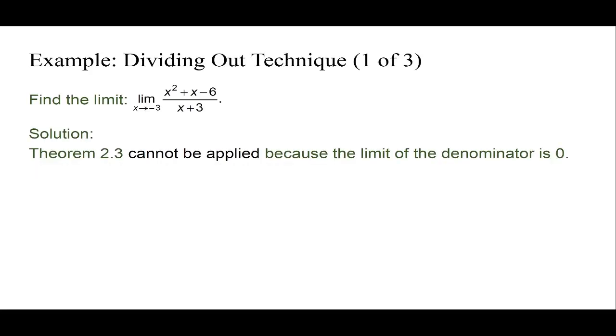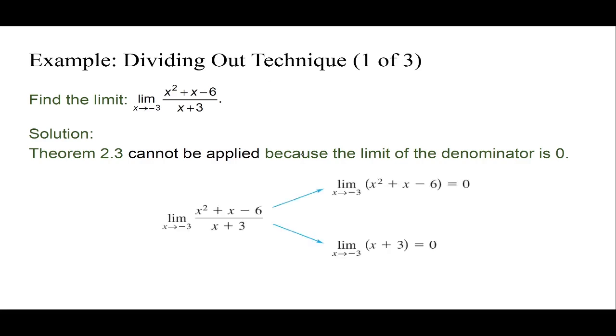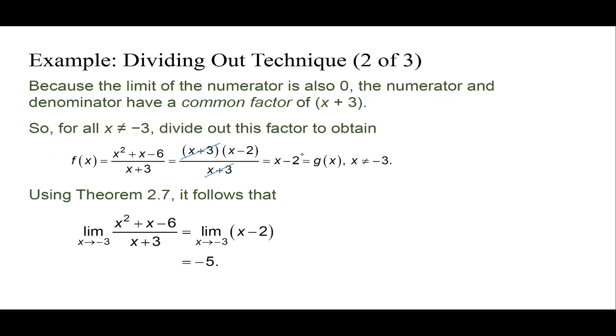One technique we can always use whenever it's possible is the dividing out technique. For example, let's say you have a function x squared plus x minus 6 on the top and x plus 3 on the bottom. When x approaches -3, the bottom part approaches 0. Zero in the denominator is undefined. So theorem 2.3 cannot be applied because the limit of the denominator is 0. You see here? It's actually 0 over 0.